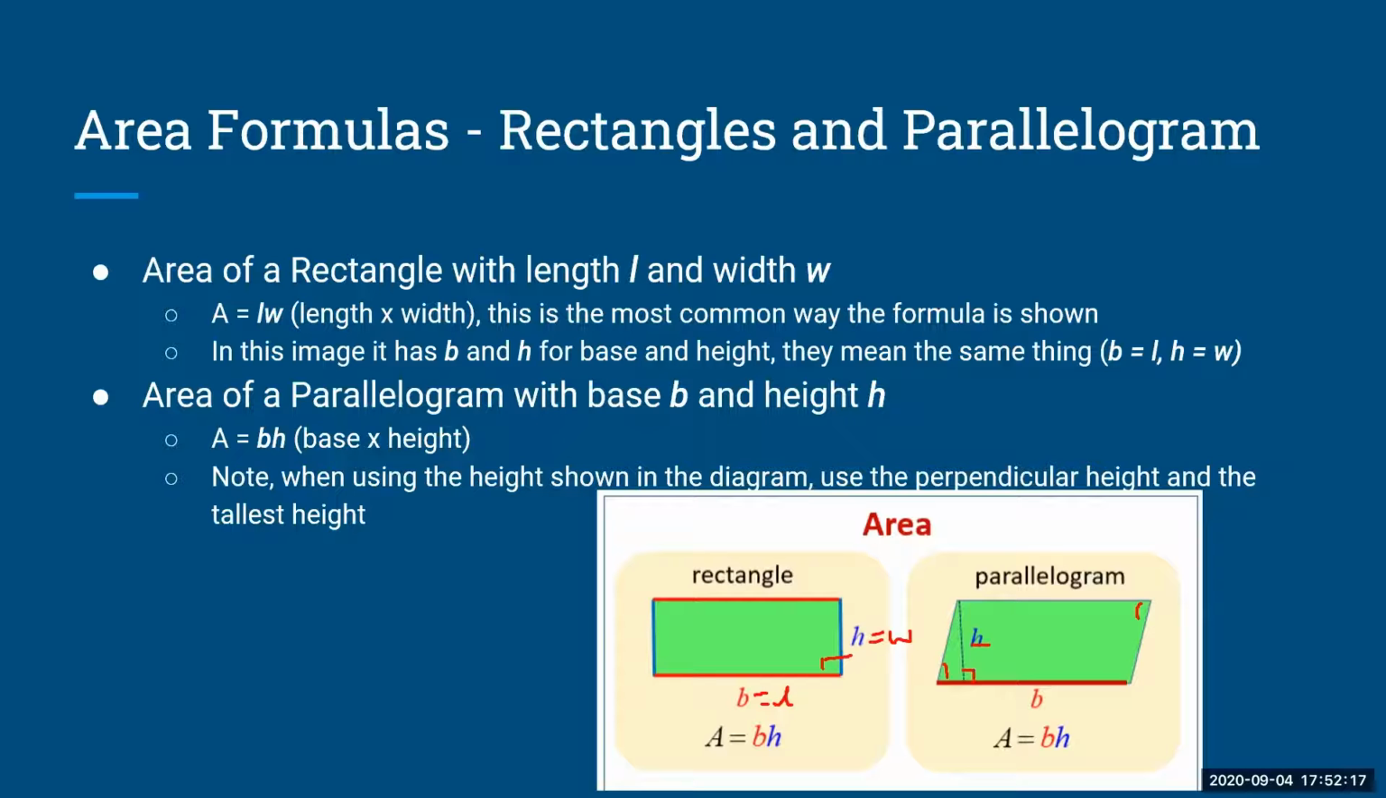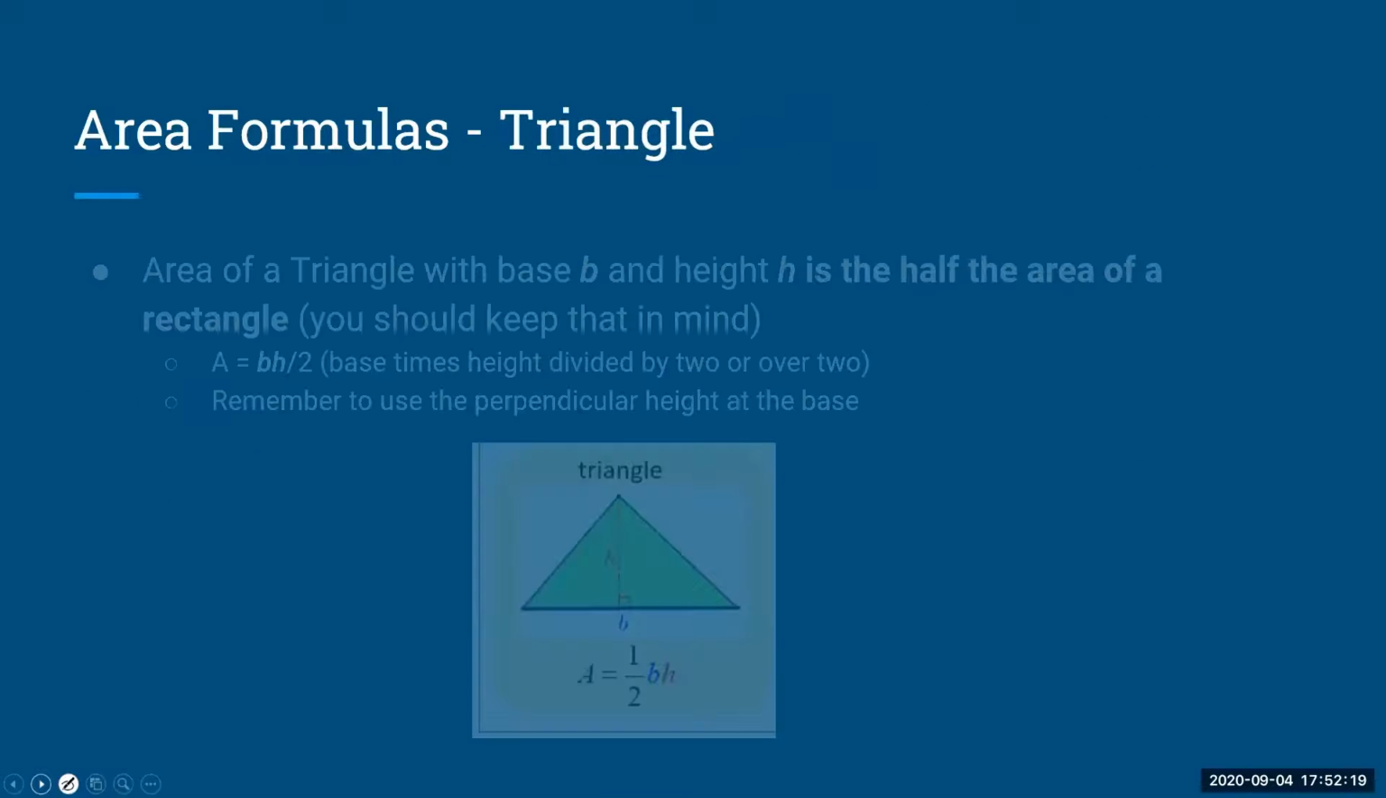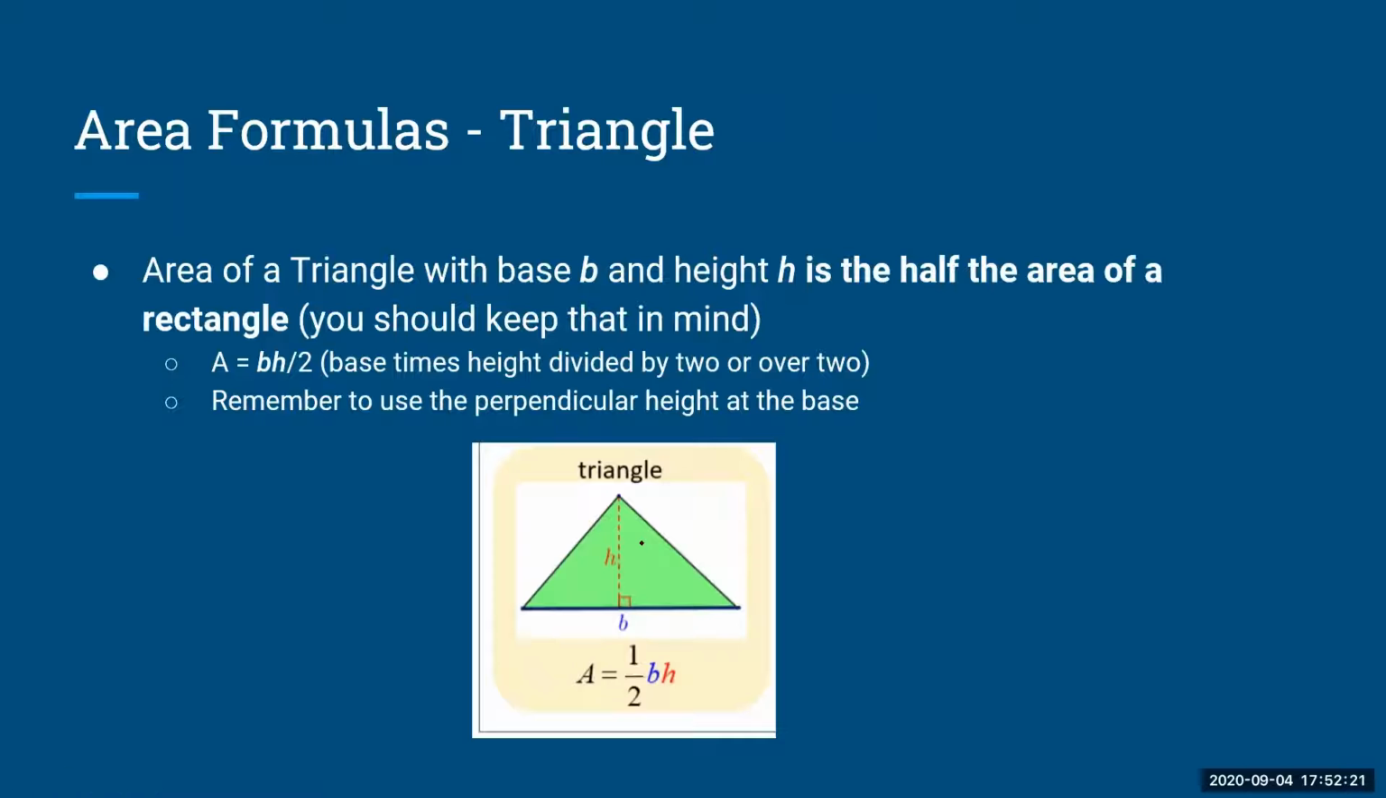How do you get the area of a circle? We will get there soon. All right, triangle. All you need to know is it's half the area of a rectangle, because this is a rectangle, and this is a triangle. Everybody knows that. And it's base times height divided by 2. That's it.